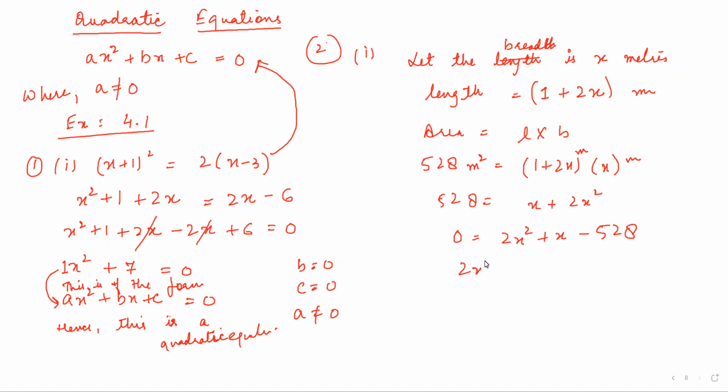You can just flip it, no problem. 2x square plus x minus 528 is equal to 0. So you don't have to solve it in this question. You just have to form a quadratic equation. Okay. So should I do other parts also, Rida? No, ma'am. Okay. So this you can do now. So let's come to exercise 4.2.